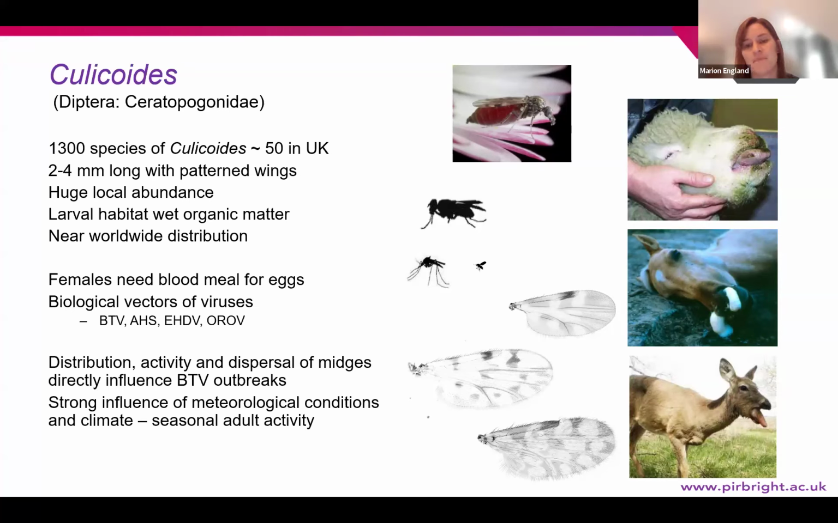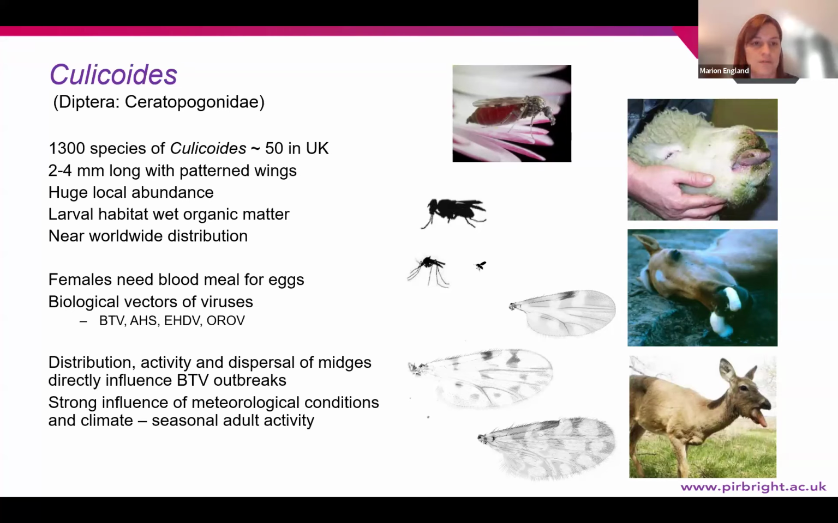The way that they are vectors of disease is that the females take a blood meal. The males don't blood feed, they feed on nectar, but the females need blood in order to mature their eggs. They need that protein source in order to create their eggs. And so it's when they bite and take this blood meal that they are able to transmit diseases. The distribution, activity, and dispersal of these midges is directly linked to virus outbreaks.